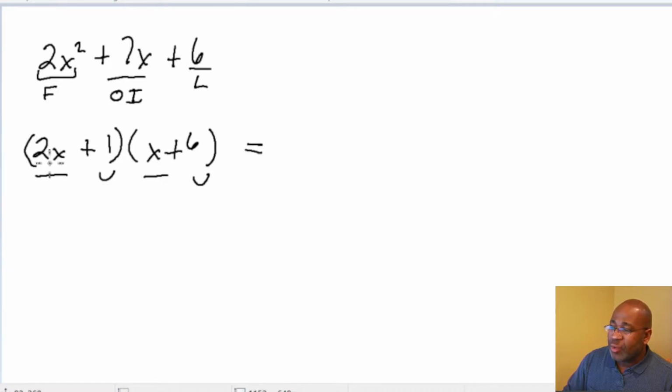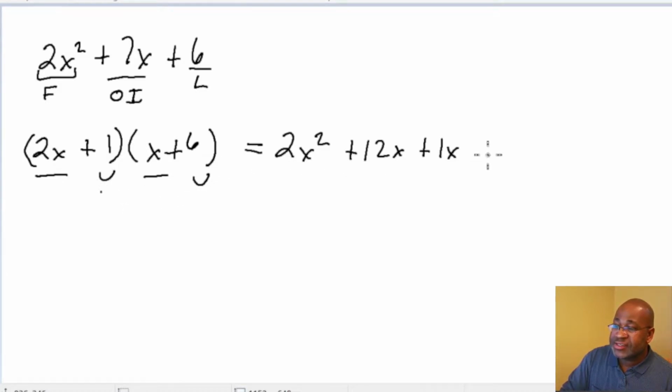So if we FOIL this out, we'll have 2x times x, which is 2x squared. The outer terms, 2x times 6, that's going to be equal to 12x. The inner terms, 1 times x, that's equal to 1x. And the last terms, 1 times 6, that's equal to 6. So we have the first term and the last term. That's what we want. But now notice that if we combine the middle terms together, what happens? This gives us 2x squared plus 13x plus 6.